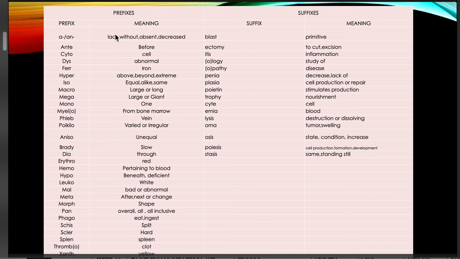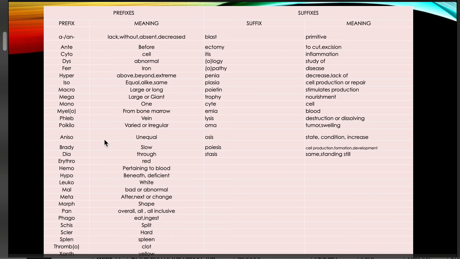A or an would mean lack, without, absent, decrease. Ante is before. Cyto means your cell. Dys, like dysfunctional, means abnormal. Fer means iron. Hyper means above, beyond, extreme. Iso means equal, alike, same. Macro means large or long. Mega means large or giant. Mono means one. Myel or myelo means from bone marrow.